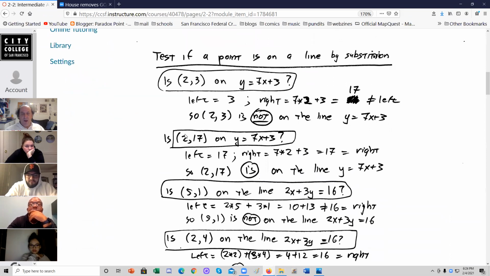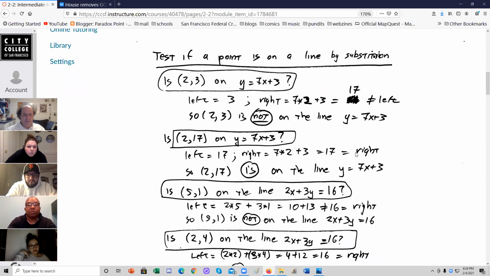Well, how about the point 2 by 17? Is it on that line? Well, left side is 17. Right side, you plug in a 2: 7 times 2 plus 3. That is 17, so yes, they are equal.